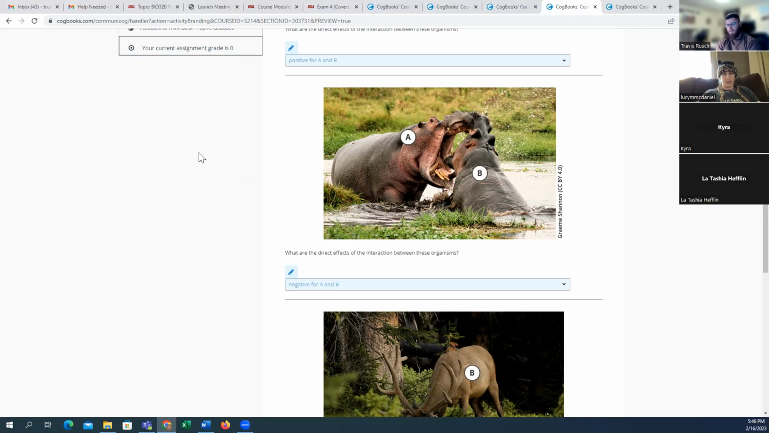So for the sake of answering the question, we would assume that they're different species. If it asks you whether one species increases compared to another species, assume they're different species in the picture.